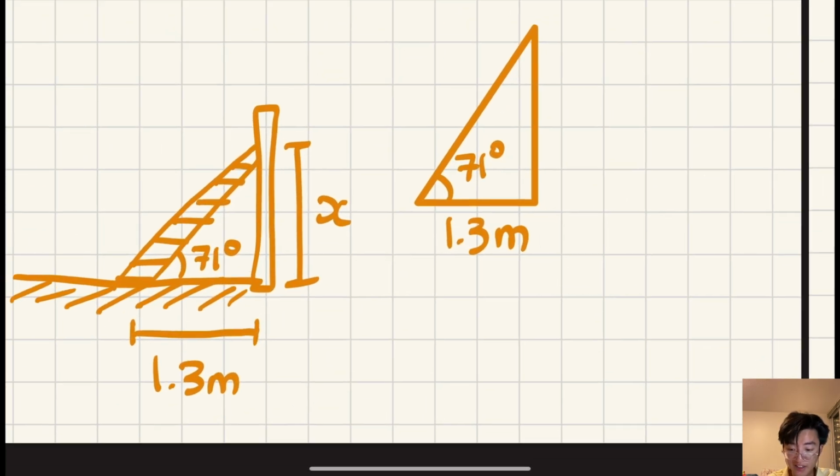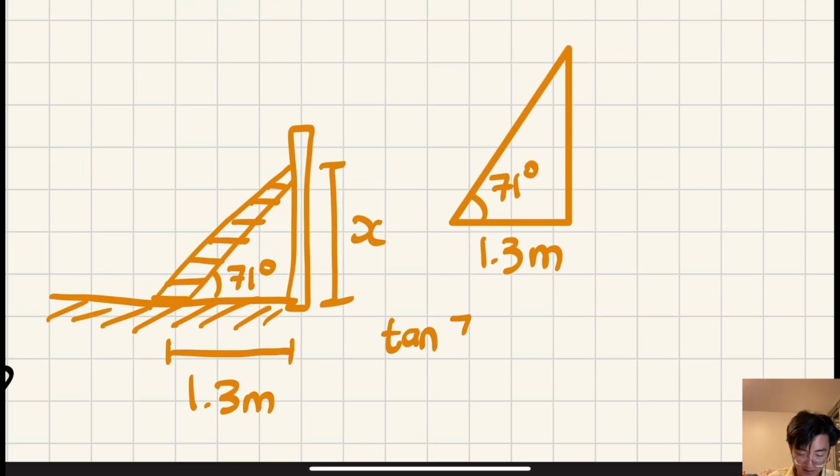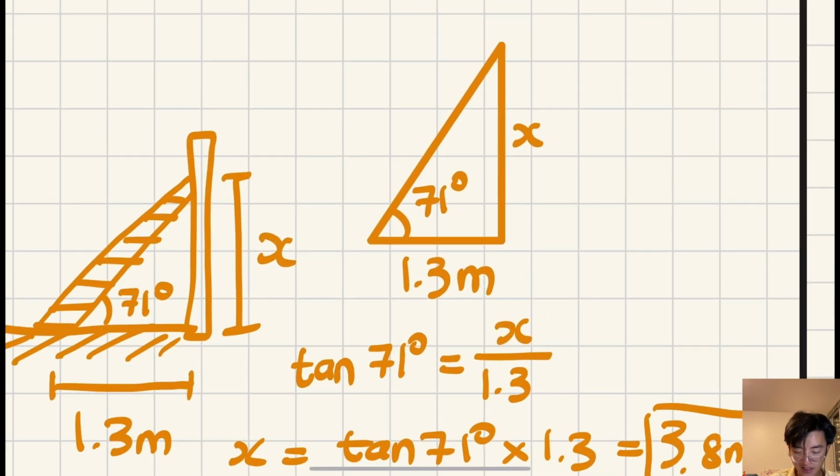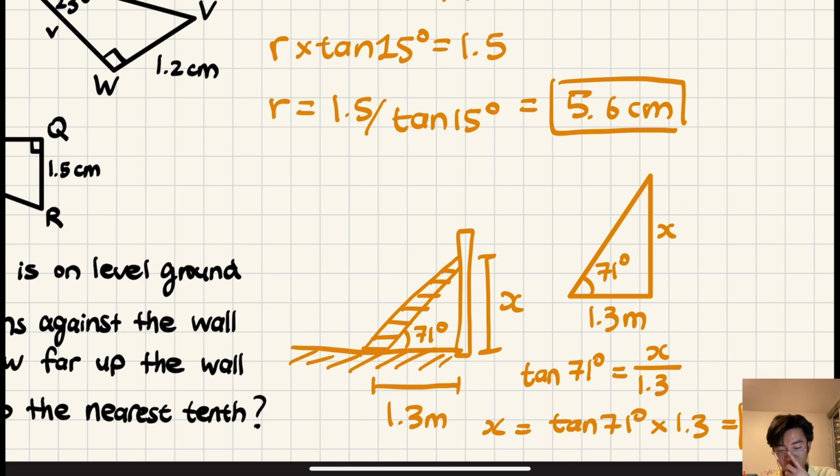Alright, so let's use tangent. The tangent of 71 degrees is the opposite, here's x, over 1.3. Which means that x equals tangent of 71 degrees times 1.3, which gets us 3.8 meters. Nearest tenth? Yes, nearest tenth. Which means that if we place the ladder at 1.3 meters from the wall and lean it at 71 degrees, the ladder will go up by 3.8 meters up the wall.